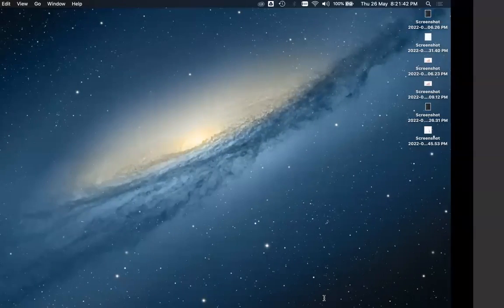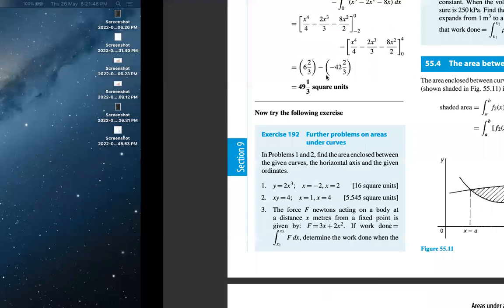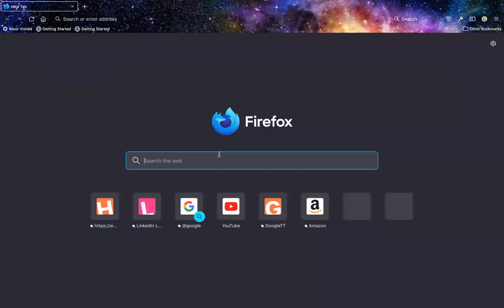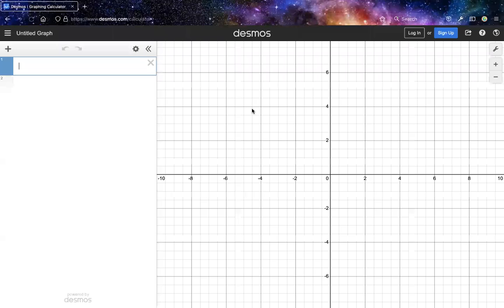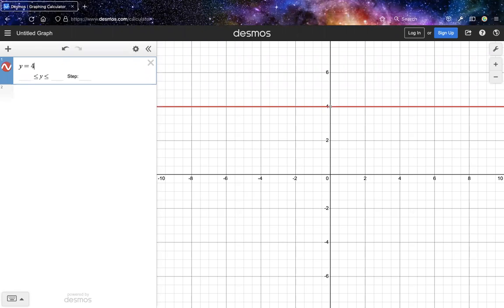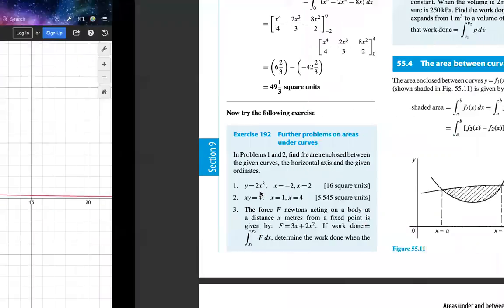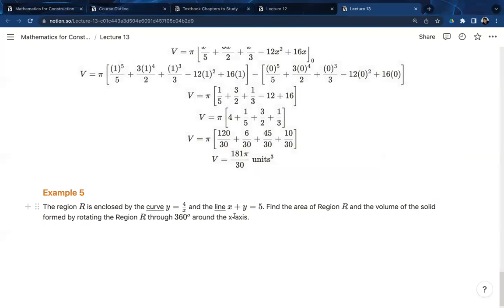We could look at it. Let's see if we could look at it. We'll try looking at it in Desmos, right? Let's see how it looks like. So y equals 4 over x, right? Y equals 4 over x. That's 4 over x. And the line x plus y equals 5.